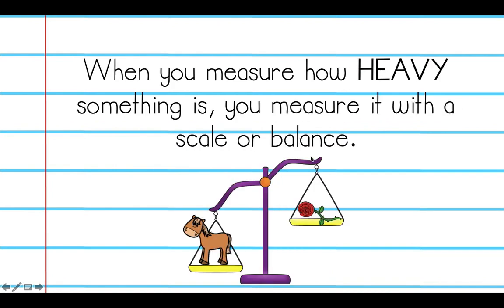When you measure how heavy something is, you measure it with a scale or a balance like this. So if we have a scale, which I have in the classroom, you can measure and see the weight of something, how heavy it is, by putting one thing on this side and one on the other. And because this one dropped all the way down, it means that the horse is heavier than the rose. You can weigh yourself on a scale at home, and that will tell you how heavy you are. So you can measure your weight by measuring it on a scale.